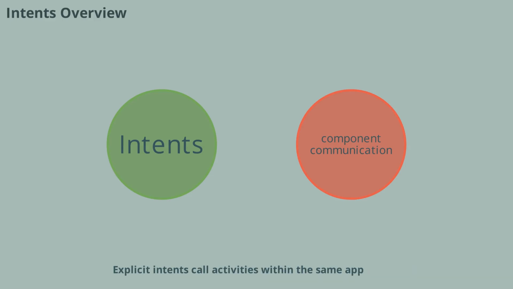Explicit intents call activities within the same app, while implicit intents invoke system actions like sending emails or SMS. Mastering intents is key for component communication.